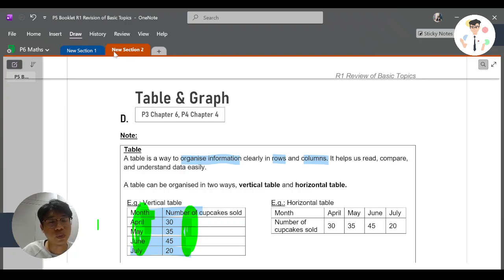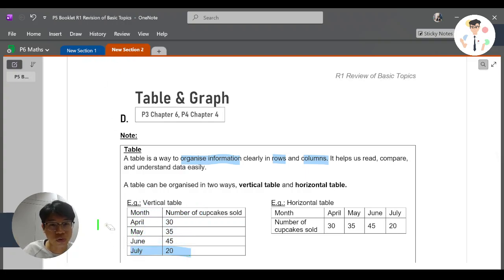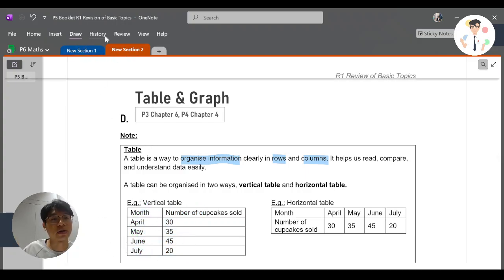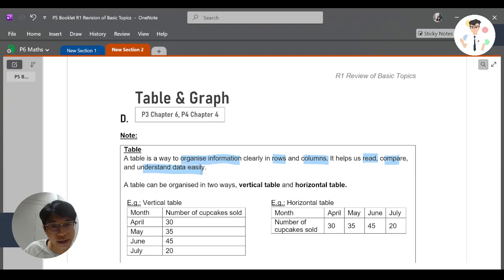And in a table, we organize this in rows and columns. Why? Because it will really help us read, compare, and understand data easily. So you can see, for example, if I talk about the number of cupcakes: April 30, May 35, June 45, July 20. So when you look at it, you know exactly which one has more, which one has less. That's why a table is actually very good at organizing information clearly.